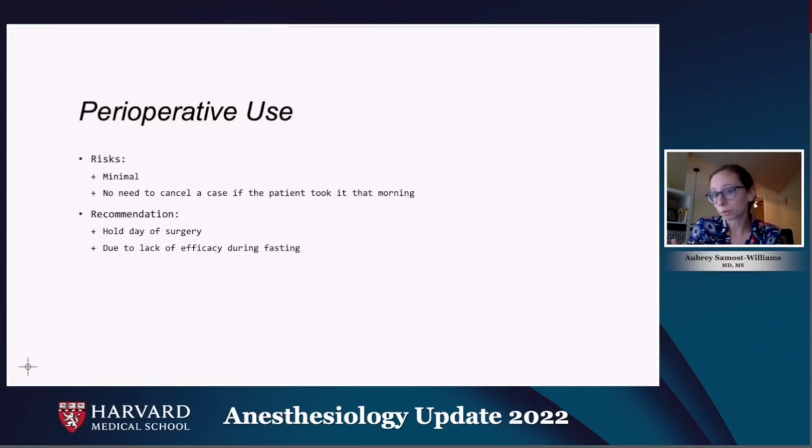We do tell them to hold it the day of surgery, mostly because it just doesn't have any efficacy if you're not taking any carbohydrates in. So if there's no benefit, then any minimal risk is outweighing the no benefit. So we tell people to hold it. But again, I wouldn't cancel a case if they held it or if they did not hold it that morning. So alpha-glucosidase inhibitors, not super common, relatively low risk.